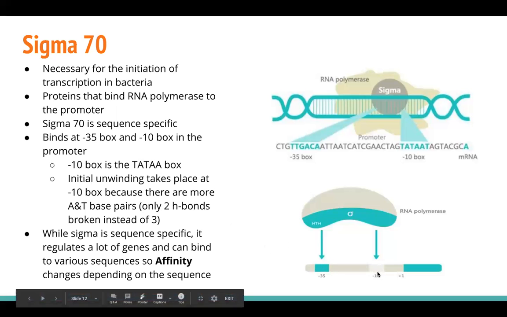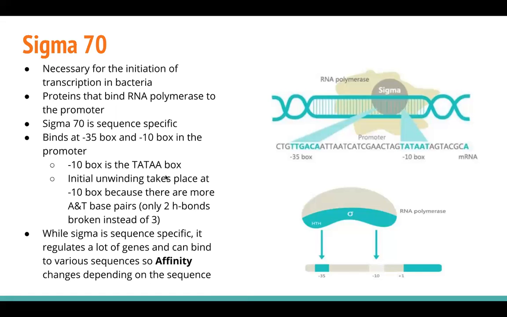The -10 box is the TATA box, and initial unwinding takes place at the -10 box because there are more A and T base pairs.